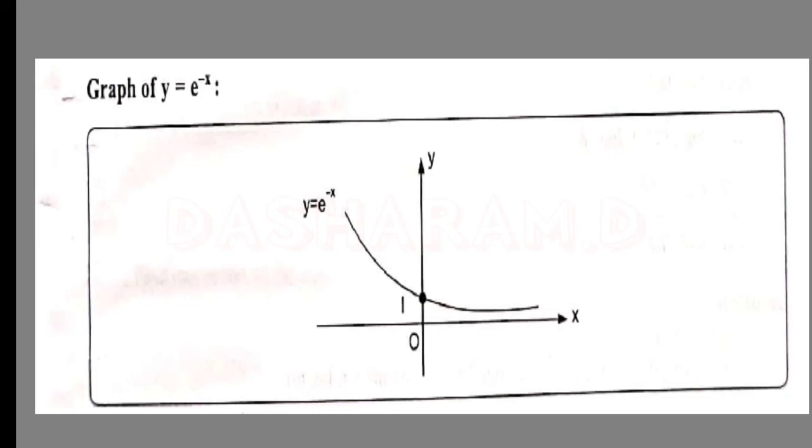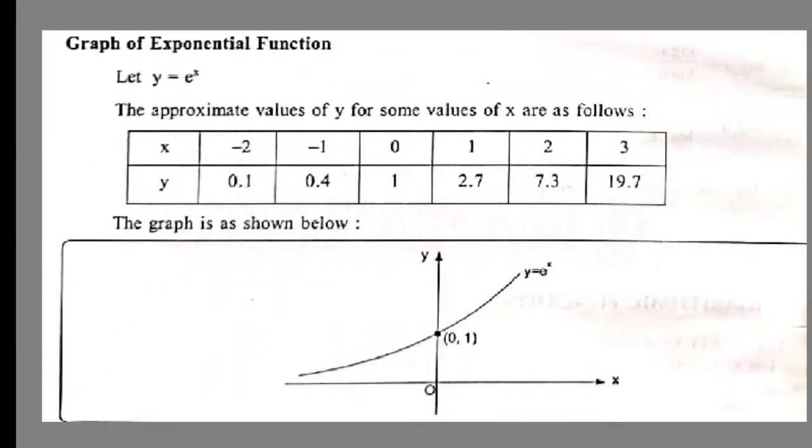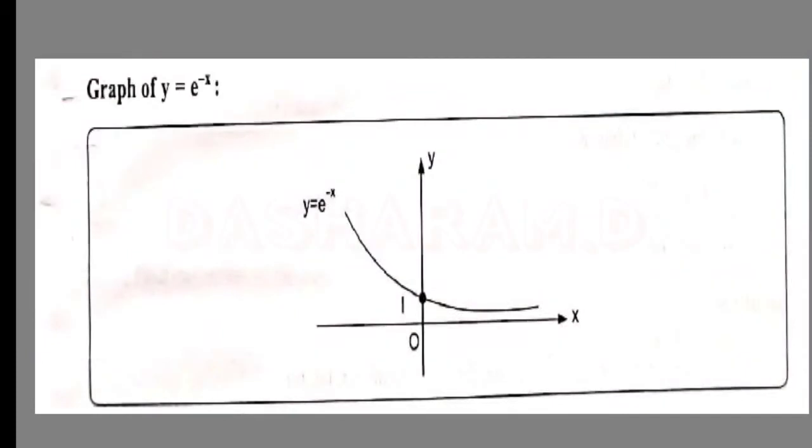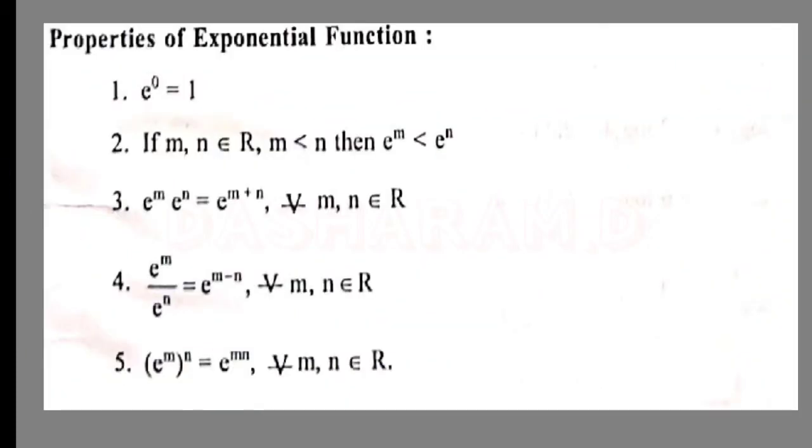The previous graph is the graph of e to the power of x. Observe the direction of the two graphs. The next topic is properties of exponential functions. e to the power of 0 is 1, that is the first property. If m, n are real numbers and m is less than n, then e to the power of m is also less than e to the power of n.